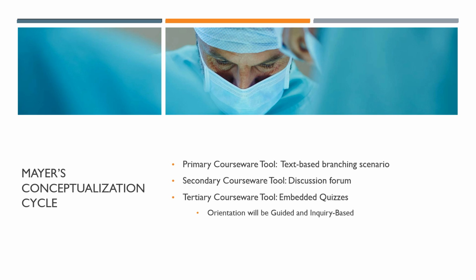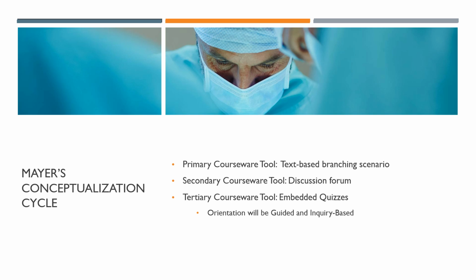I've structured this discussion activity using Mayer's conceptualization cycle. The cycle will guide students through the process of understanding heart failure progression while engaging in problem-based learning. The primary courseware tool will be a text-based branching scenario created in Articulate Storyline and accessed through their LMS, Canvas. This will allow students to make clinical decisions for a virtual patient experiencing heart failure. Their choices will determine the patient's outcome, reinforcing the importance of early intervention.